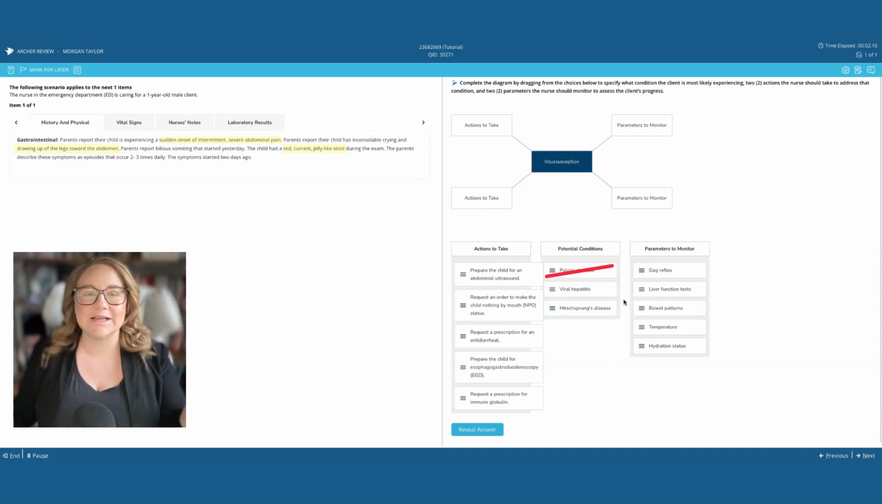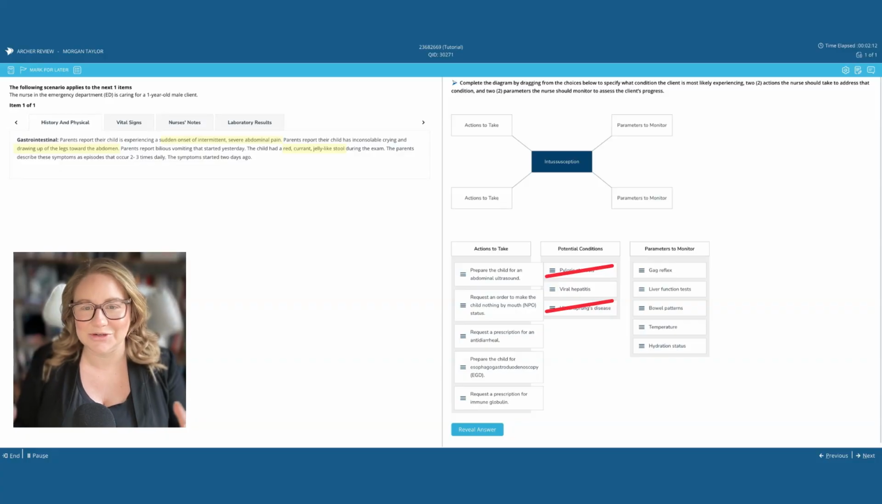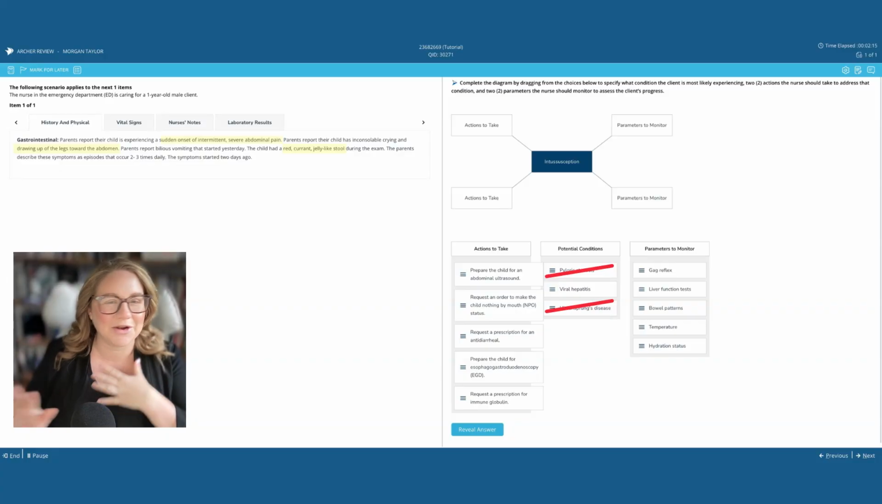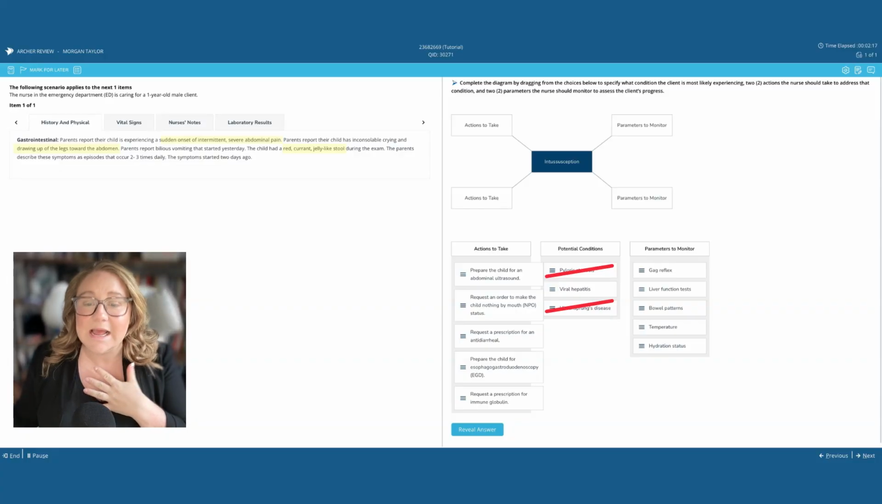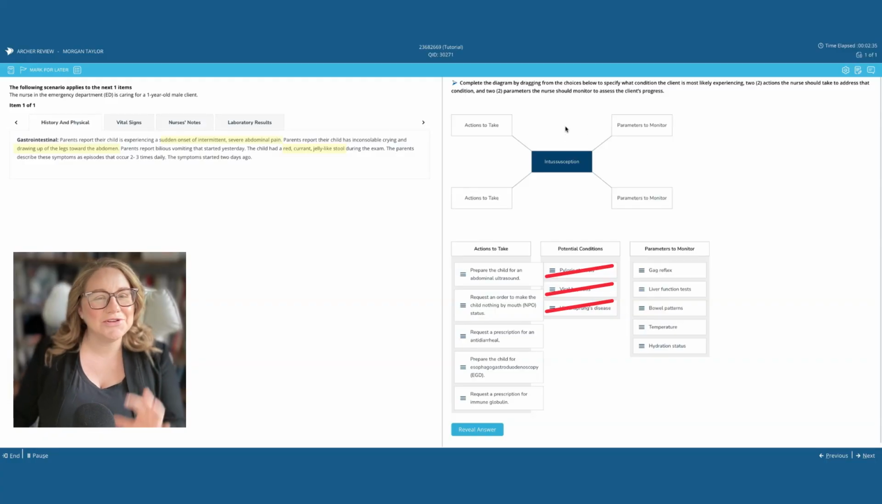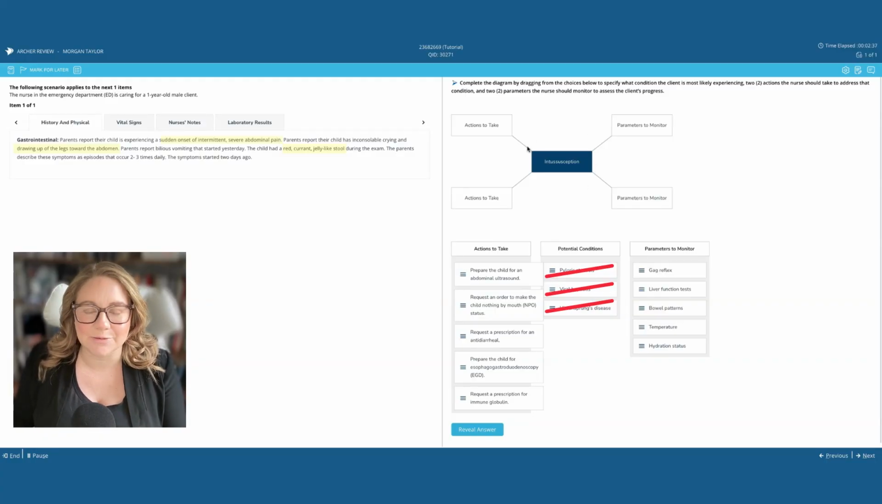Pyloric stenosis, Hirschsprung, other GI disorders are meant to confuse you there, but they're going to have very different symptoms. And viral hepatitis is just there as a distractor. So you should narrow in on intussusception for the center.